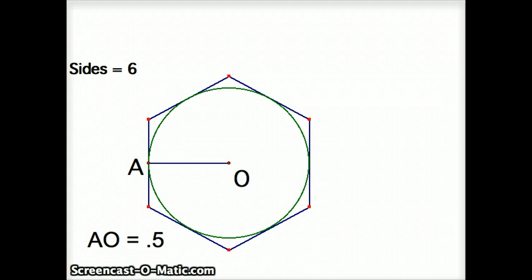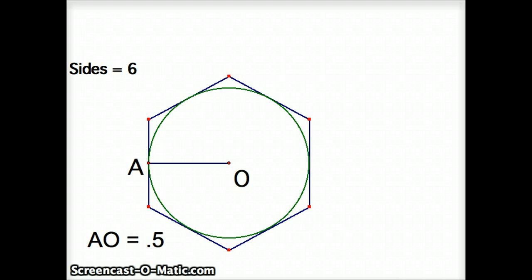Hi, this is Mr. Rubenstein, and this is the second part of a tutorial about how you can use two theorems from geometry to get a two-decimal approximation for pi using a method invented by Archimedes in around 250 BC.